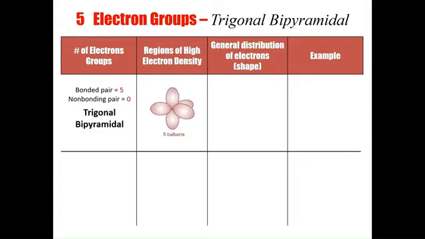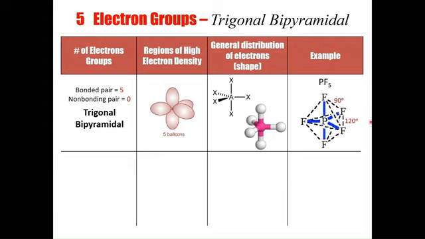This image shows the orientation of the 5 regions of electron density. You can see the formation of 2 triangular pyramids stacked together base to base. The general representation of this shape is shown here, and an example of a trigonal bipyramidal compound is phosphorus pentafluoride. This compound has 90-degree angles between the bonding groups in the x-axis and the y-axis, and it has 120-degree angles between the bonding groups in the x-axis.